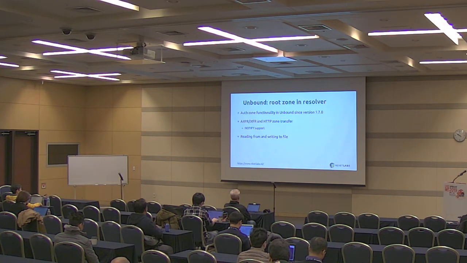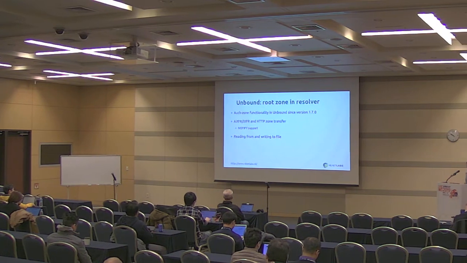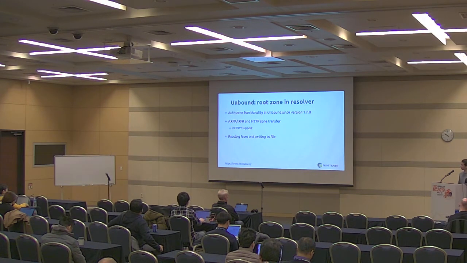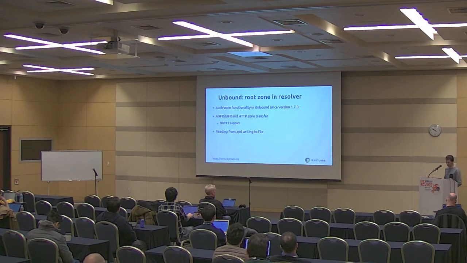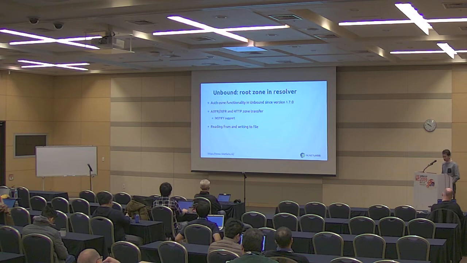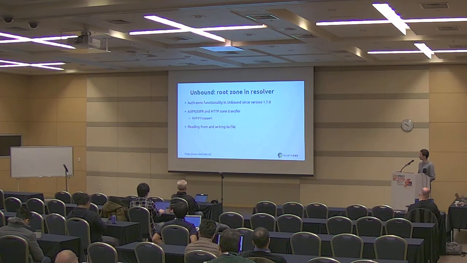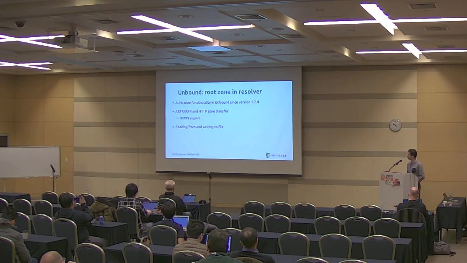So we implemented this. You can do DNS zone transfers over AXFR or the incremental ones over IXFR, and you can do it over HTTP. That might be nice if you want to distribute your zone over a CDN, for example. For IXFR and AXFR, we also have notify support, which is nice, but doesn't really work for the root because the root is not sending notifies. And we can write those zones or use files locally to load into the auth-zone.